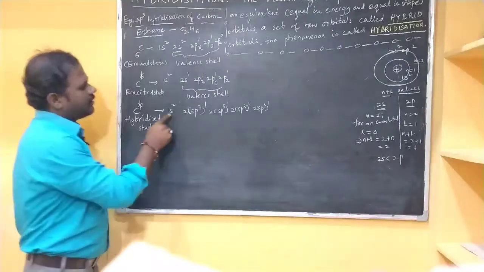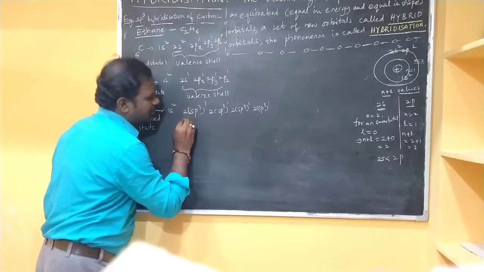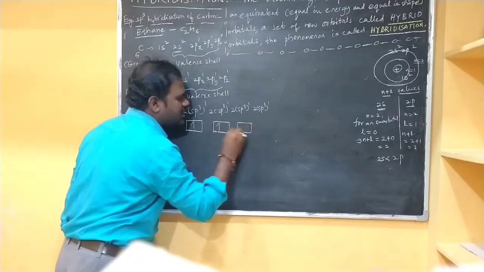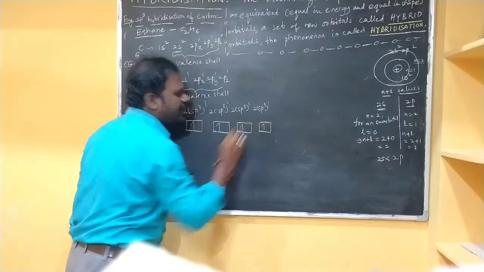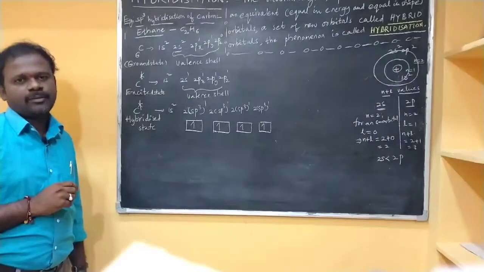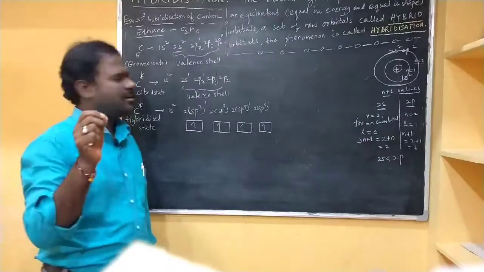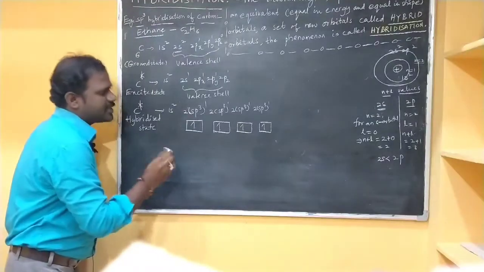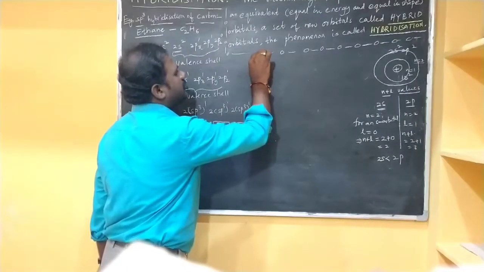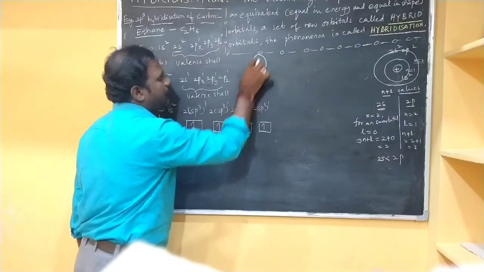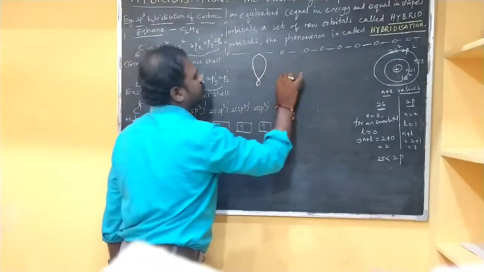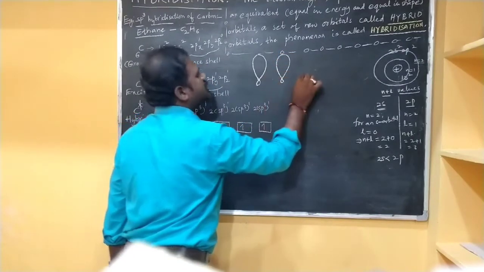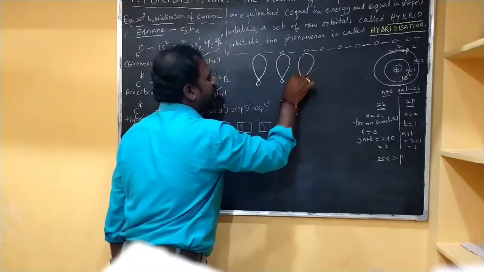Right, sir? Here, what is the orbital representation? We can see all are equal in energy, equal in shape, containing hybrid orbitals. So, what is the shape of the hybrid orbital? Here, what is the shape, sir? We can say here they are like a big loop and a small loop. All are equivalent.